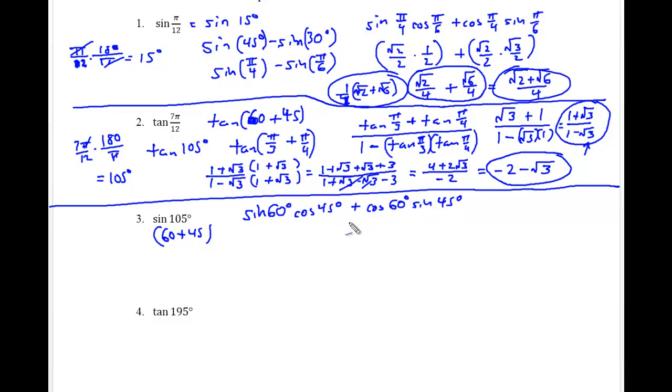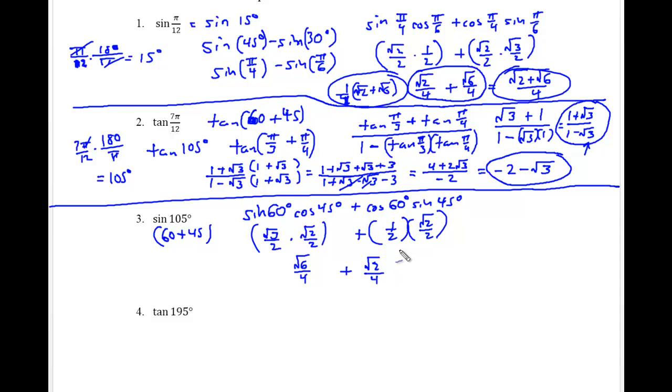All right, so let's actually go to the unit circle here. The sine of 60 degrees is square root of 3 over 2, and cosine of 45 degrees is square root of 2 over 2. We're going to multiply these together. The cosine of 60 degrees is 1/2, and the sine of 45 degrees is square root of 2 over 2. We're going to be multiplying these together. And what this gives me is square root of 6 over 4, and what this gives me over here is square root of 2 over 4.